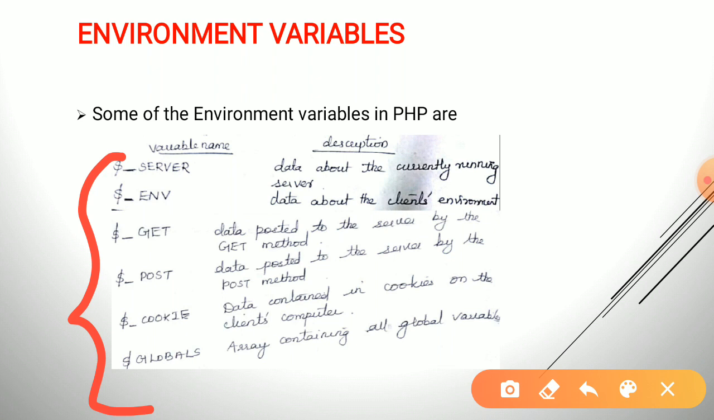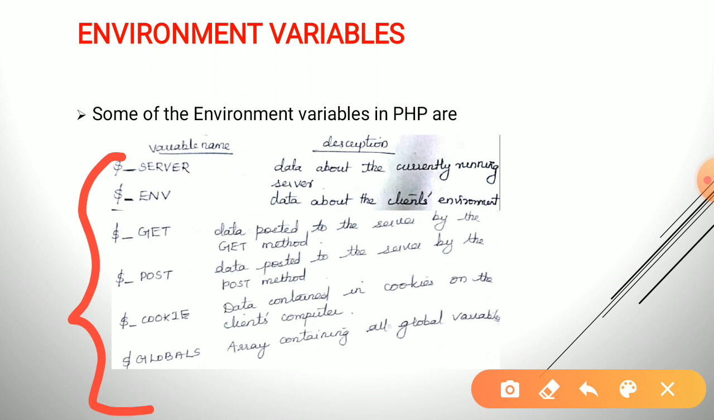We know that GET and POST are the methods used to send data to a server. This $_GET array holds data posted to the server by the GET method, and $_POST holds the data posted to the server by the POST method. Another variable is $_COOKIE. This one holds data contained in a cookie on the client's computer. We will learn cookies in detail in the next video.